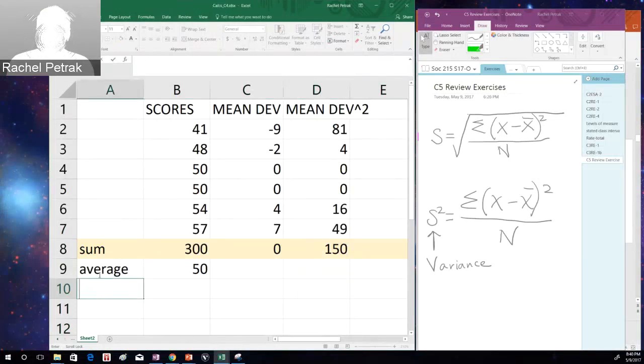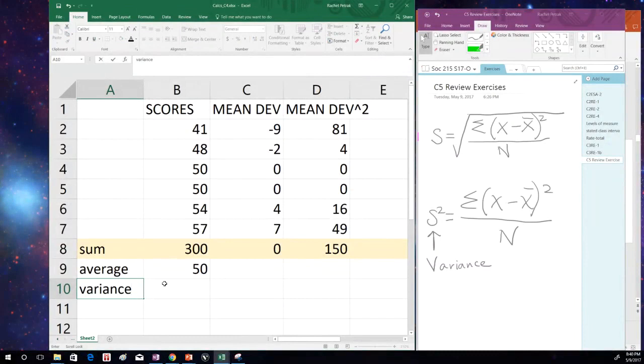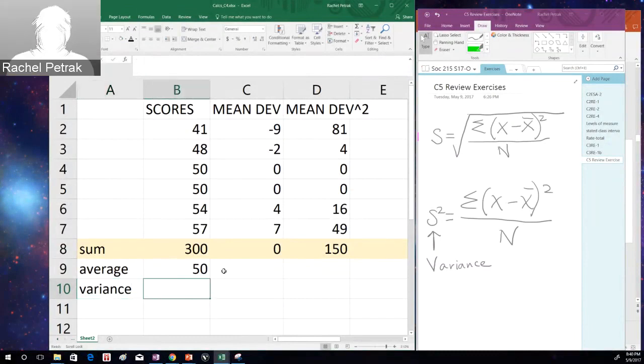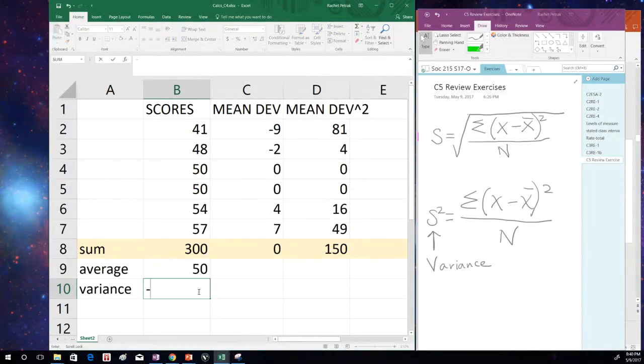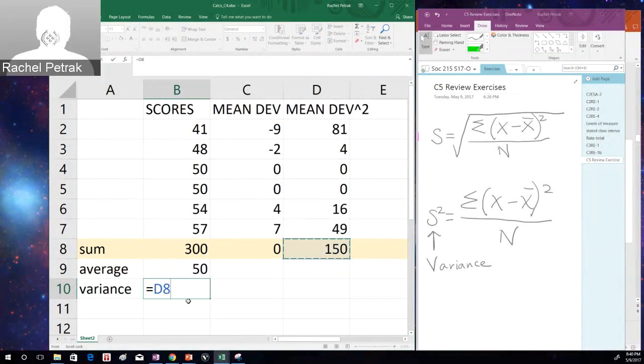That's why, because the variance is another measure of variability. And it is equal to the sum of squared scores. So we've got that numerator here. This is the squared scores, divided by n. We know n is 6. And our variance is 25.